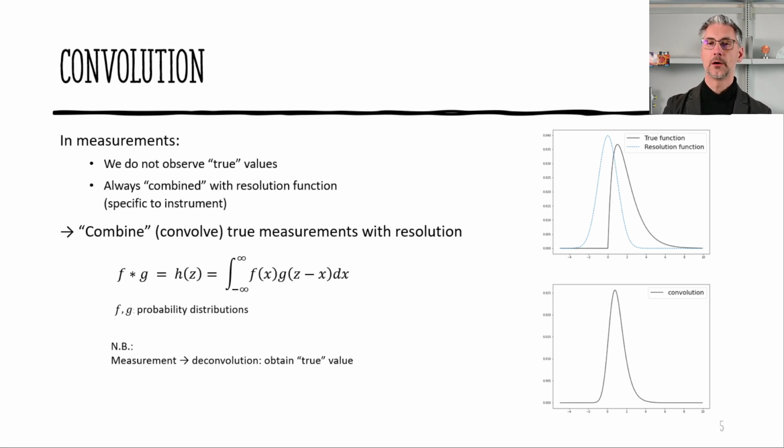Before we dive into how to build a convolutional neural network, we need to understand a bit more what a convolution actually is. Let's take a different example and go back to a measurement process. So generally we don't observe true values, but it's always combined, for example, with the resolution function of our instrument. So that means that we need to combine or convolve the true measurement with the resolution, and this is the convolution operator. So we have, for example, a Gaussian resolution to our measurement instrument, and then the value we measure is a combination of what's there in nature plus what we can do with our instrument.